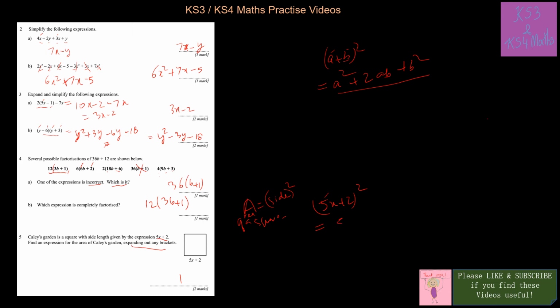5x, so that is 5x whole square plus twice ab, so 2 times 5x times 2, okay, plus 4. That is 25x square plus 2 times 2, 4 times 5 is 20x plus 4. So my expression is 25x square plus 20x plus 4, right?